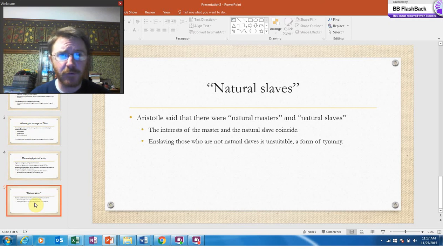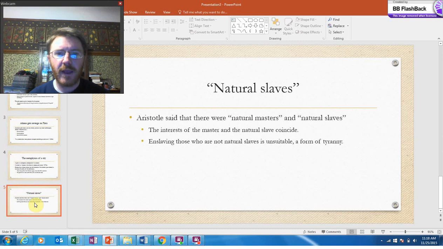Obviously a very controversial and very disturbing view of human nature. I'm going to try and explain how he might have thought this. But first of all, his notion of this was very much the notion that a natural slave was someone for whom the best good that they could achieve in life was by being a slave, that they would be benefited by it.